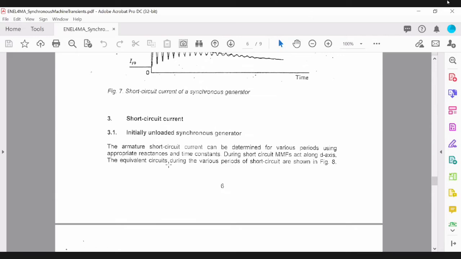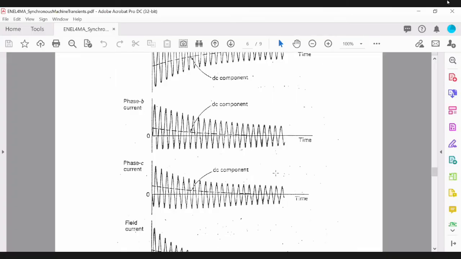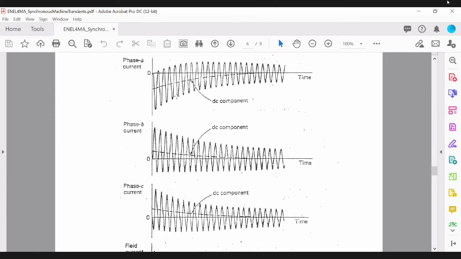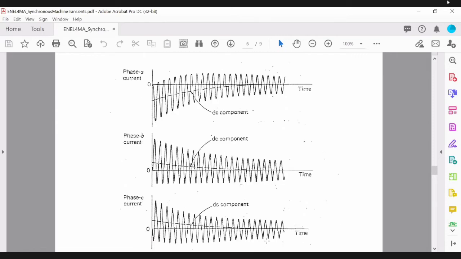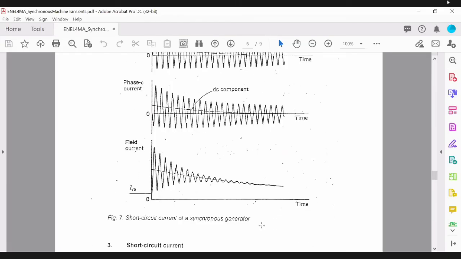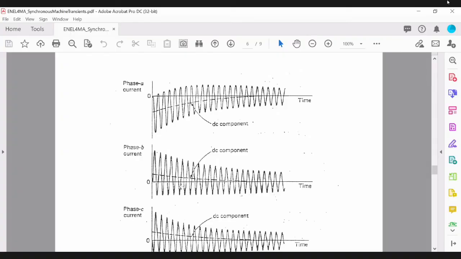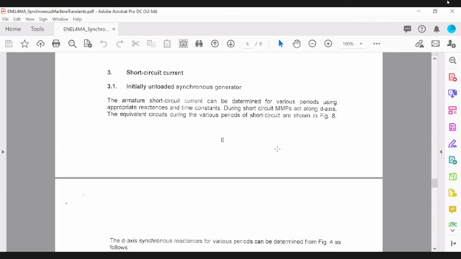Right, so this was basically the response of the three armature currents. So in your assignment, you'll be required to simulate the machine and show the response of the armature with respect to a short circuit fault as shown here. So you'll have to show phase A, B, and C, same like that, and how it is changing with respect to time until it reaches steady state. All that you'll have to demonstrate in your assignment.